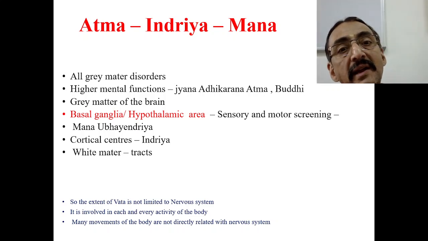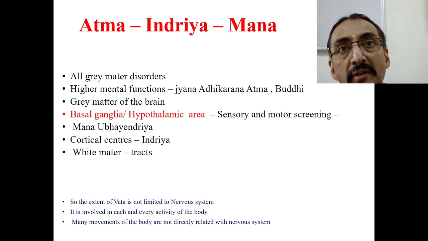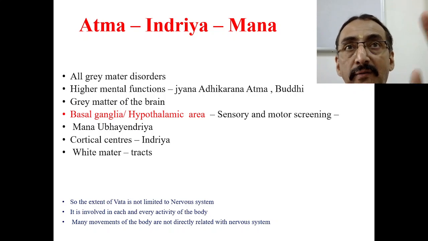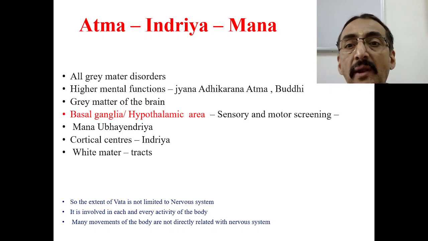If you take basal ganglia and hypothalamic area, now these two areas are doing the function of the Mana. Because Mana is Ubhayendriya, it is both sensory and as well as Karmendriya, both are there. And if you look into basal ganglia and hypothalamic area, they are involved in almost all the sensory activities and all the motor activities, because every action has to be screened or tested by the basal ganglia before execution. Okay, and we know that the hypothalamus is the relay area for sensory fibers and motor fibers. So it has to pass through the hypothalamic area. So Mana is Ubhayendriya. So therefore we can say that.